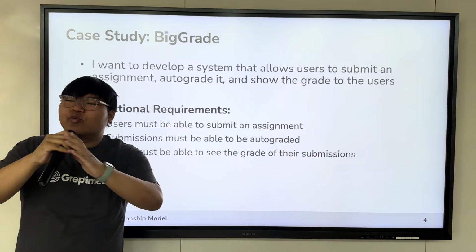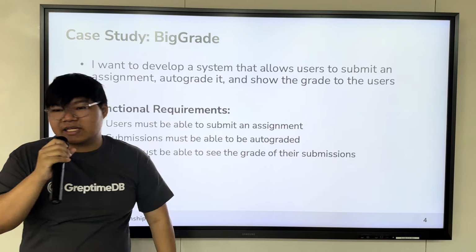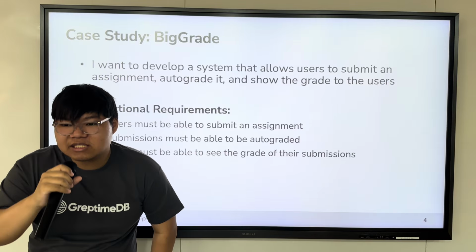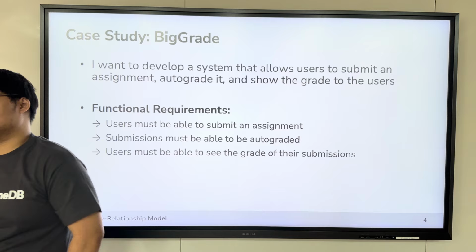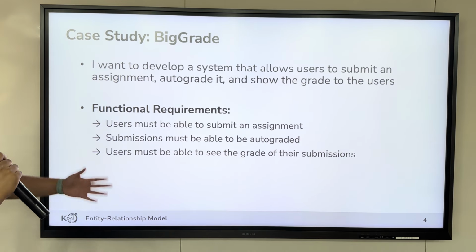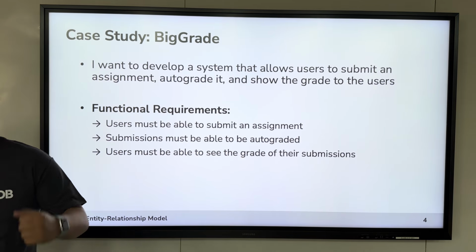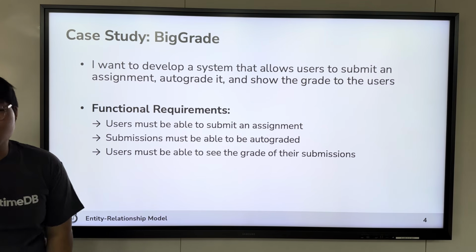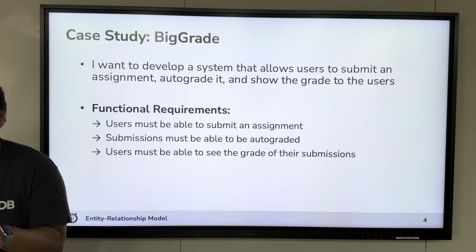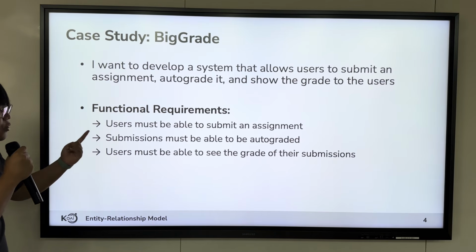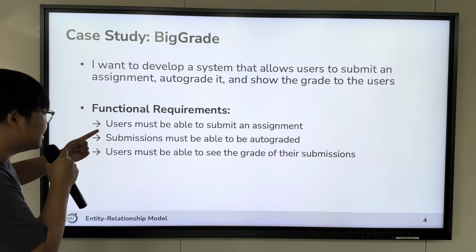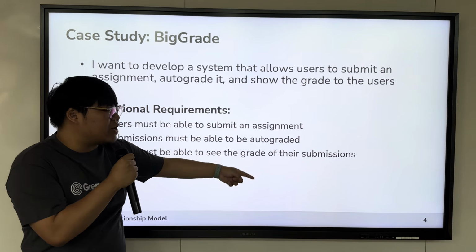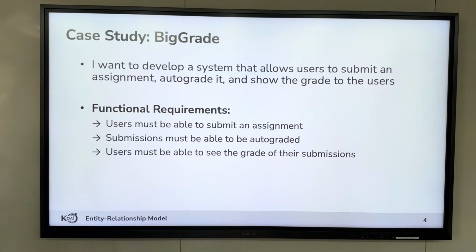Again, whenever you want to make a system, you need to at least have a list of functional requirements. A functional requirement means what this system must be able to do. Again, must, not should. For example, users must be able to submit an assignment. Submissions must be able to be auto-graded. Users must be able to see the grade of the submissions.